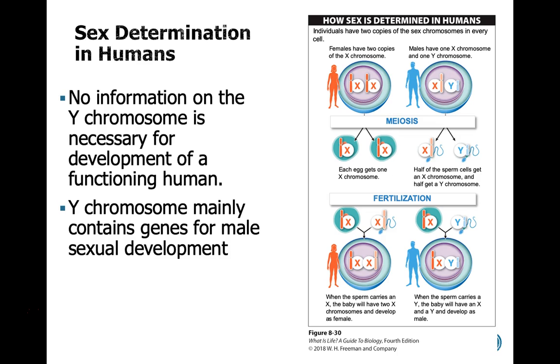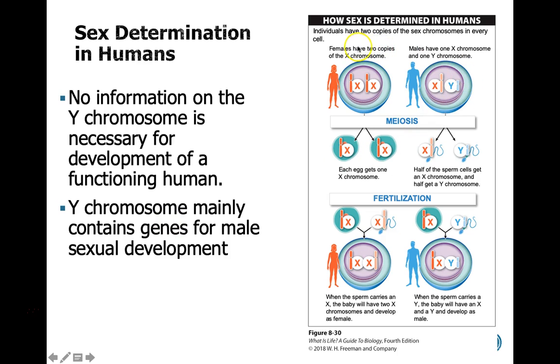So you can kind of think of the default setting as female. Without that Y, everything proceeds towards female. And with that Y, you get the additional characteristics of a male, kind of. It's kind of the general way that it works, kind of the easiest way to explain it.